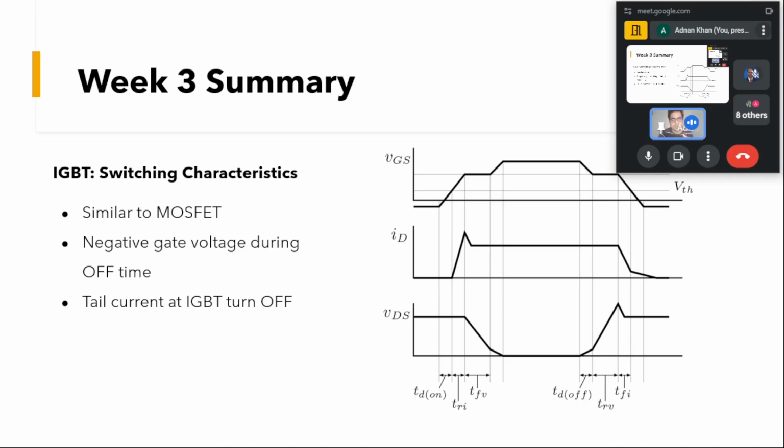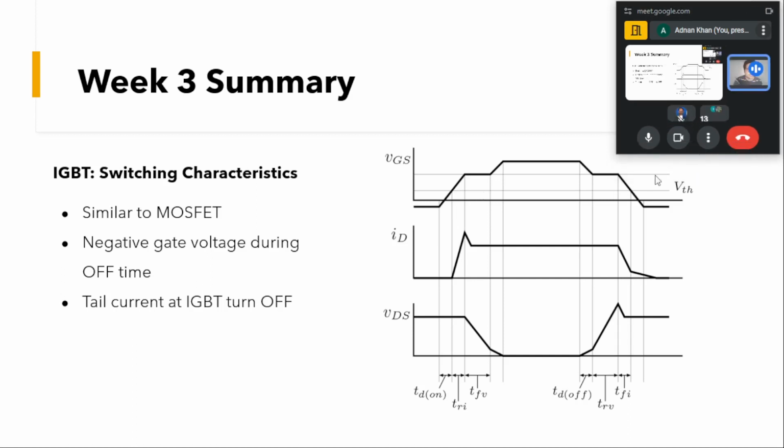As soon as our gate voltage crosses the threshold voltage, the drain current starts to flow, in a similar way to what we saw in the MOSFET. It goes to some peak value, it can overshoot, and after that it comes down, and our gate voltage then reaches the Miller voltage that we had seen.